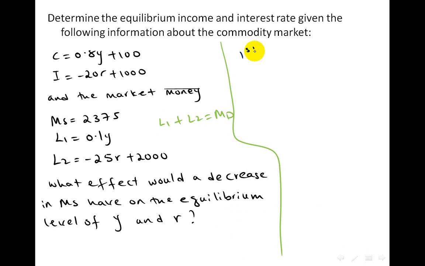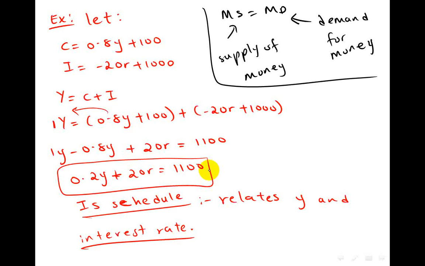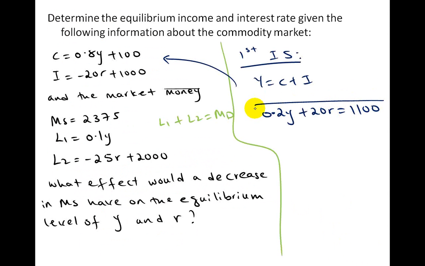First, we'll start with our IS. Actually, it's the one that I already solved, which is Y equals C plus I, and working on these two, we already found that 0.2y plus 20r equals 1100. Please pay attention. I'm talking about what I did right now. I'm talking about this one. This is our IS, as I told you. So first I worked on our IS and I already got this formula. Okay, this is our IS.